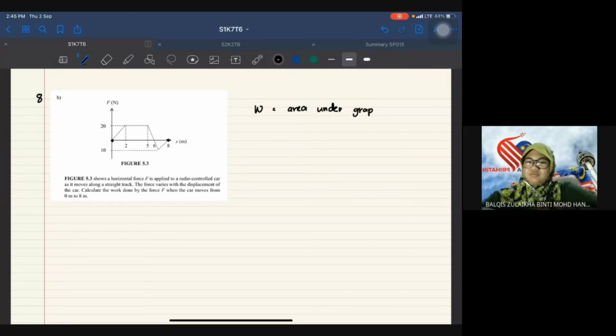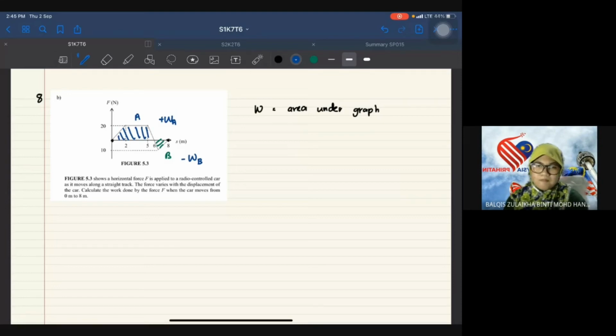But you have to be careful. If the area is below the horizontal, like this one, that one is considered negative. If it is above, then the work done here is positive. So that means it will be positive work for A, on the other hand, negative work for B. Faham? Below horizontal is negative, above is positive. Okay, good. So to solve that one, basically you have two areas.